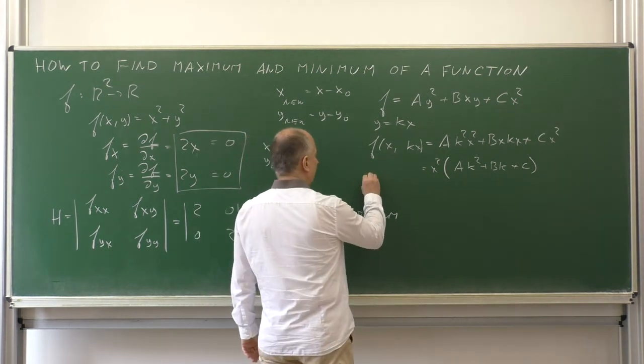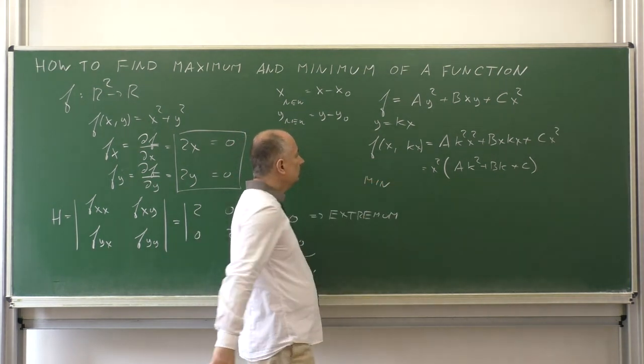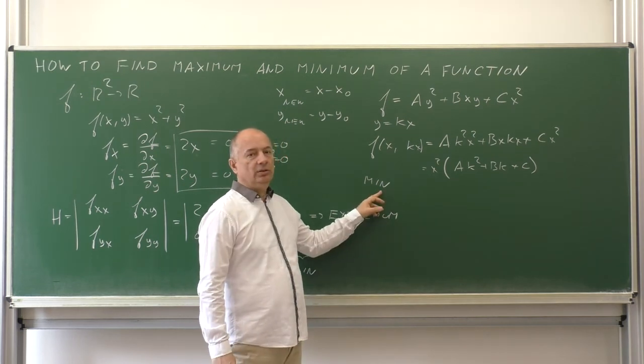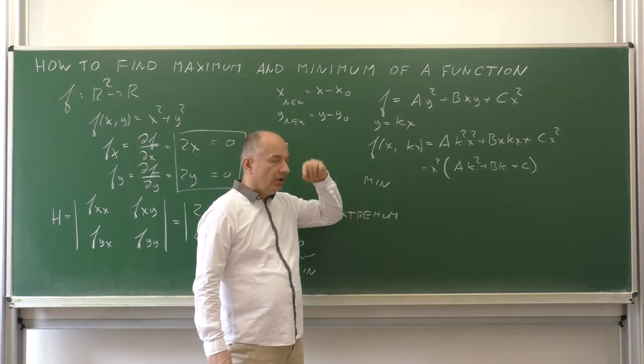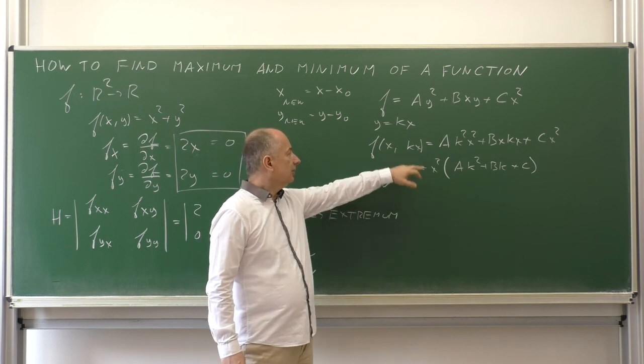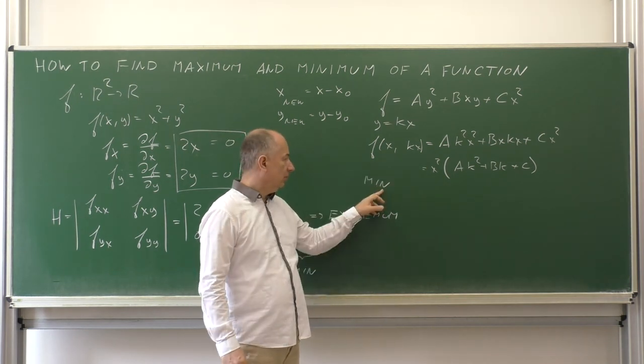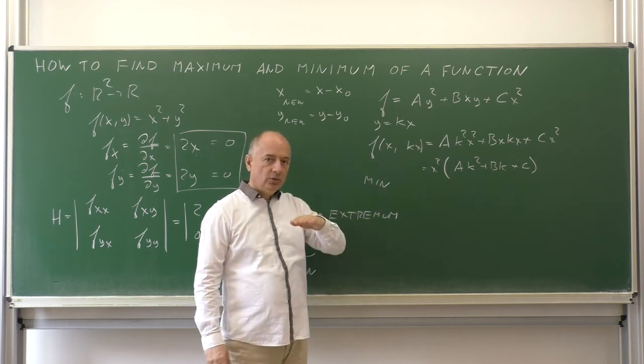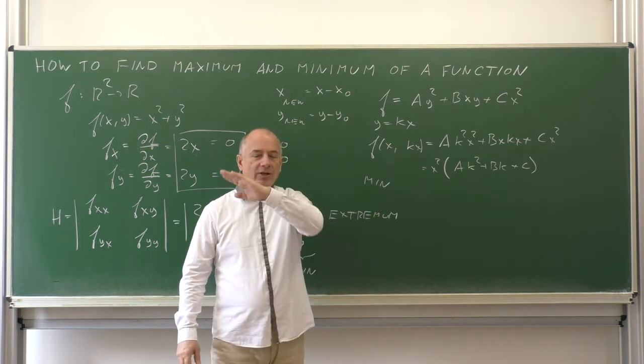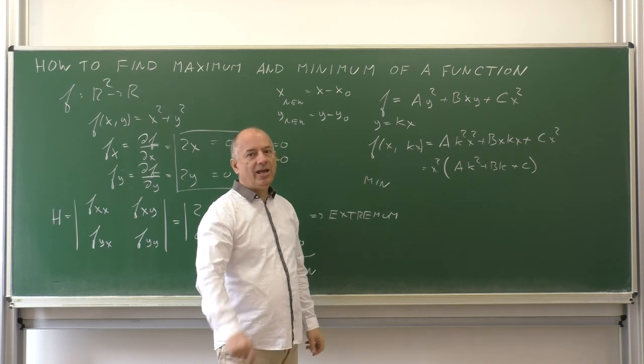Okay, if we want the minimum at zero, then at the origin exactly, the function value is zero. And for this point to be a minimum, we want the function to go up in every direction, independent of k.